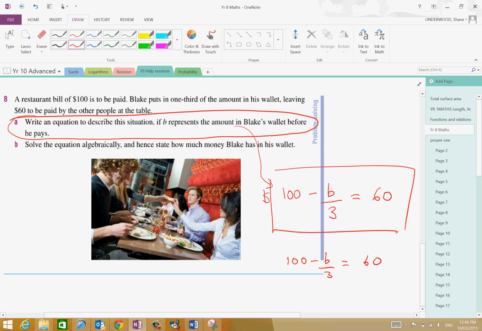How do we solve that algebraically? What would I do first? All right. No, we can't divide times by 3. The only way we can do that is with a fraction.